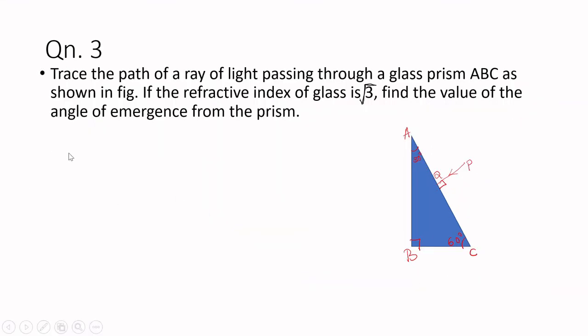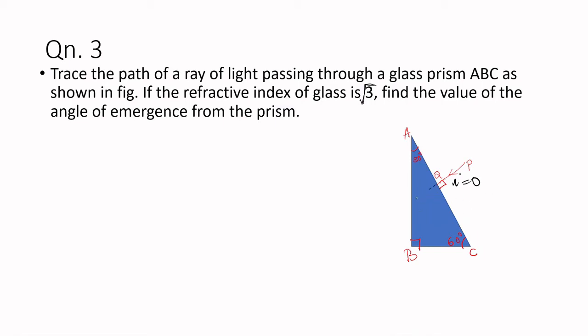This question says, trace the path of a ray of light passing through a glass prism ABC as shown in the figure. If the refractive index of glass is √3, find the value of the angle of emergence from the prism. So here in this prism, the angles are 30 degree, 60 degree and 90 degree. You can see the ray is falling normally. So the angle of incidence is equal to 0. At this face, angle of incidence is equal to 0. Therefore, angle of refraction is also equal to 0 at that point.